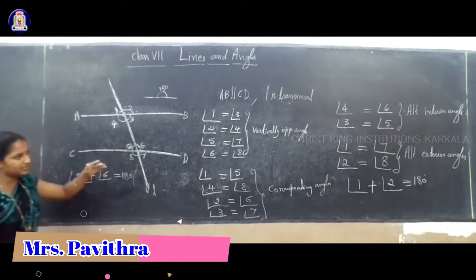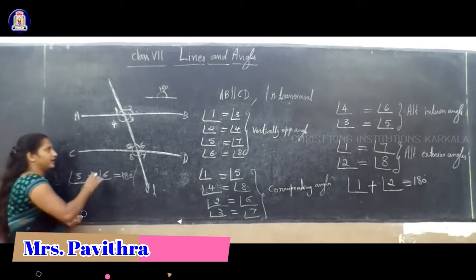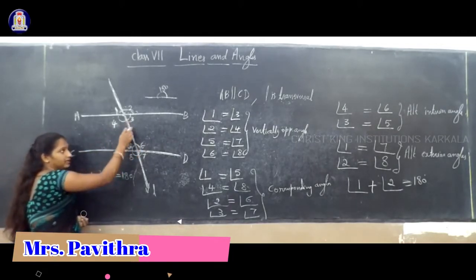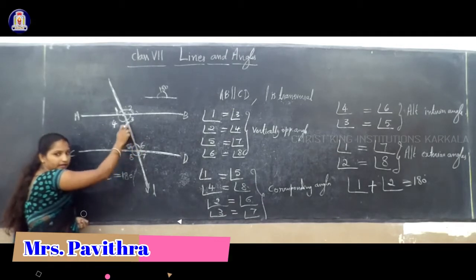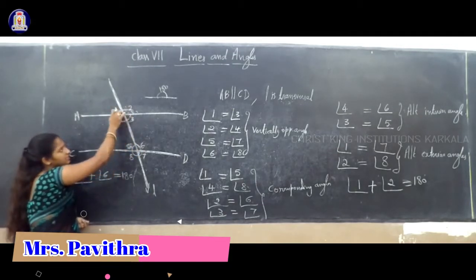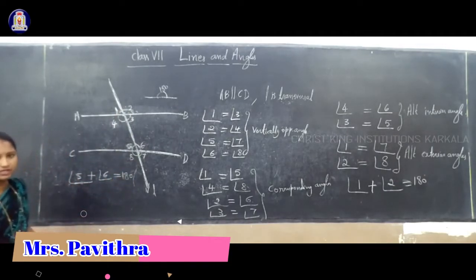Clear? Next I explain alternate interior angles. Alternate interior means inside the lines. The angles inside are 3, 4, 5, 6. So these 4 angles are interior angles. Clear? Which are exterior? Angle 1, angle 2, angle 7, angle 8 are exterior angles.